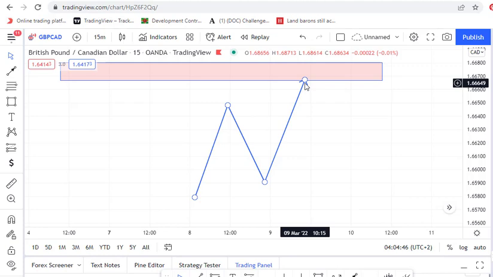This is more like a set and forget strategy. You just enter, you set your stop loss, and you set your TP. Then that's it. You wait for price to move. If it moves, then you will be good to go.